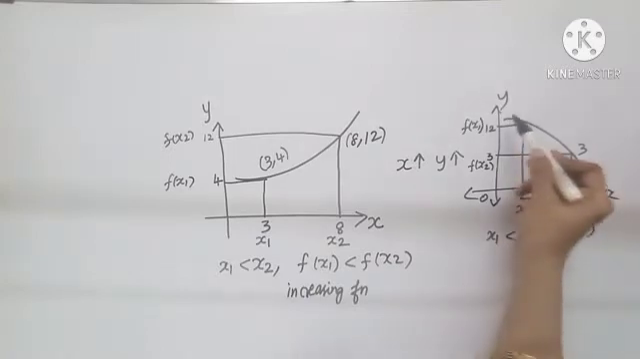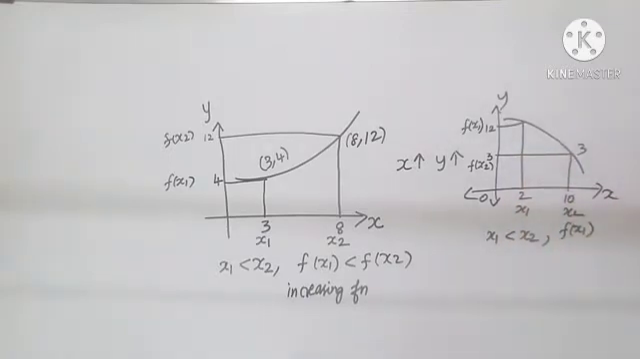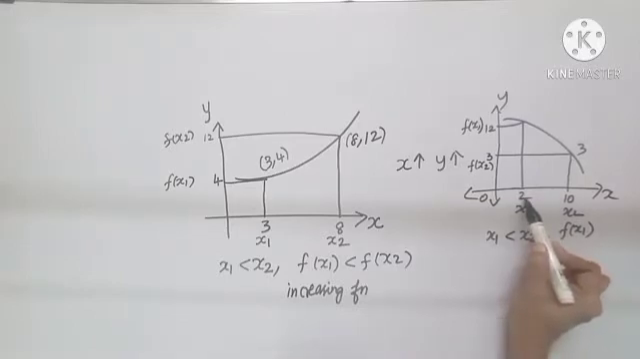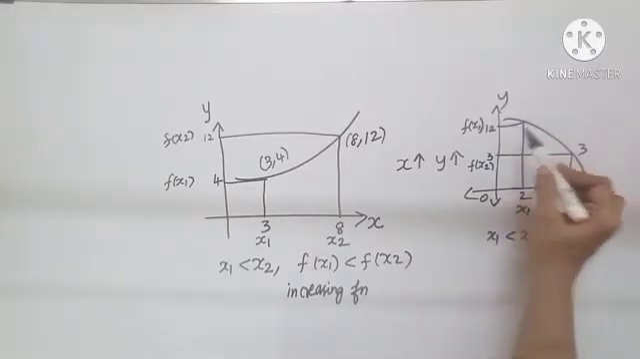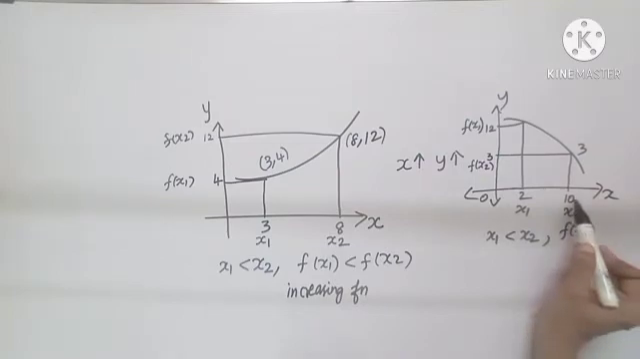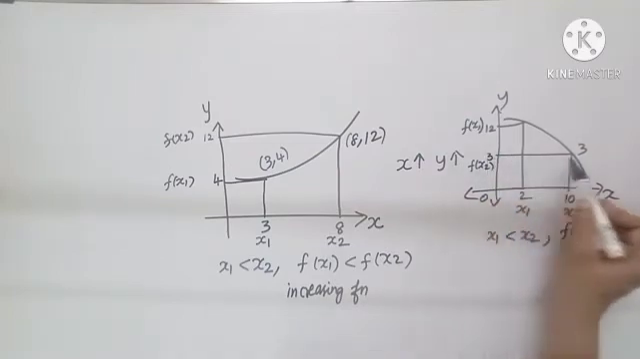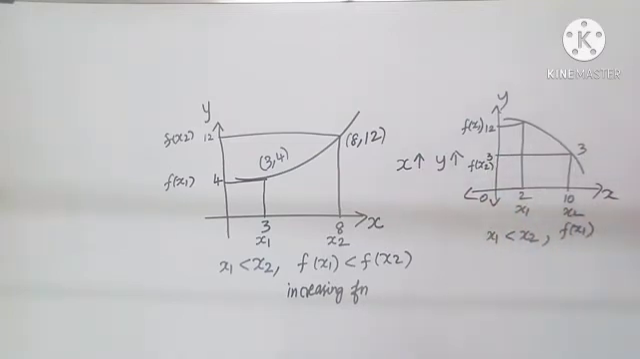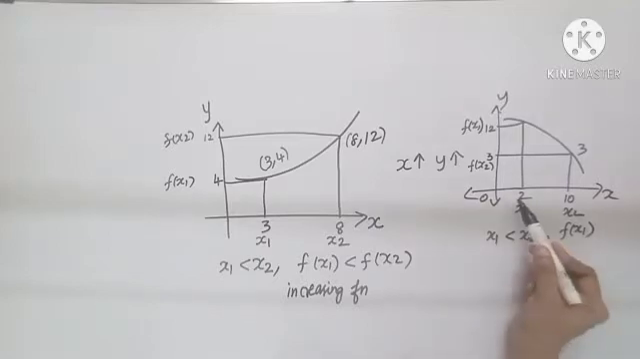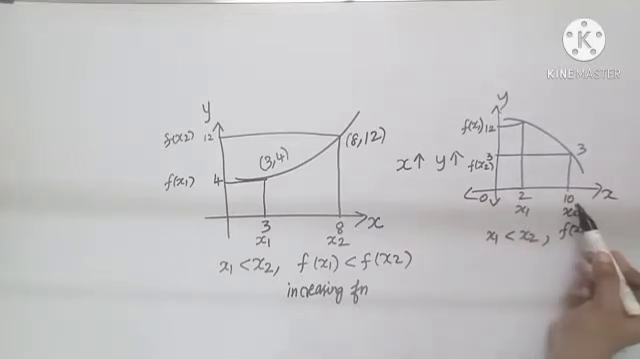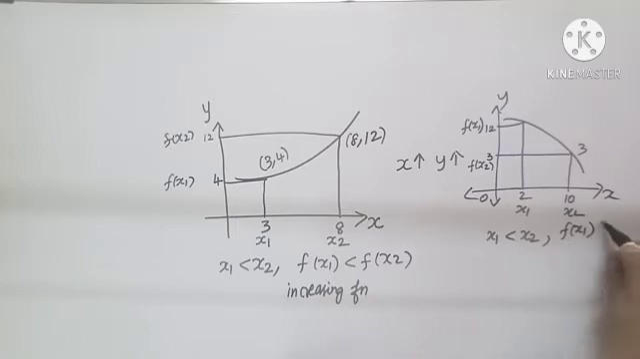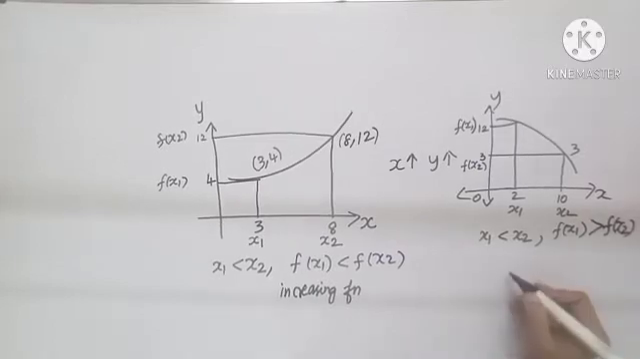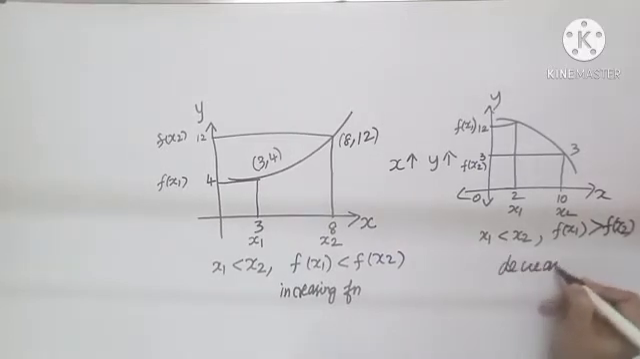Consider a curve like this. x1 value is 2, f of x1 is 12. When x2 value is 10, f of x2 is 3. So what I see is x1 is below x2, but f of x1 is greater than f of x2. So these patterns we call a decreasing curve.